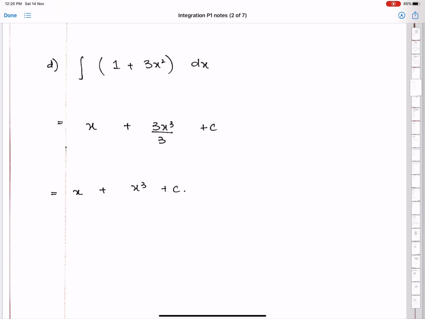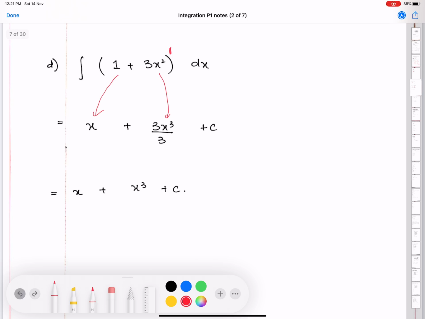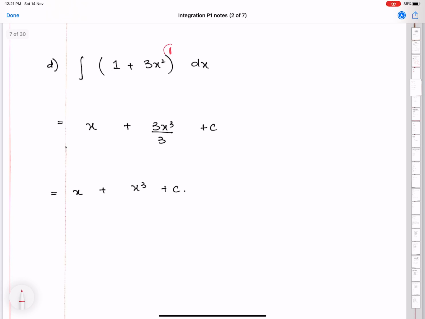Here, this is a simple function because the bracket has power 1. This expansion has power 1, so the function is known as a simple algebraic function. This will become 1 and this will become 3x cube over 3. And this is the simplified form. So when the expansion has power 1, the function is known as the simple algebraic function.